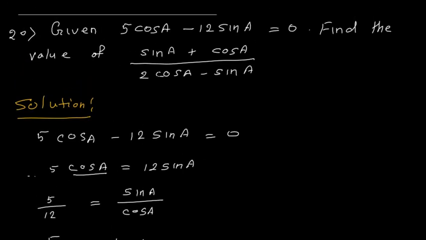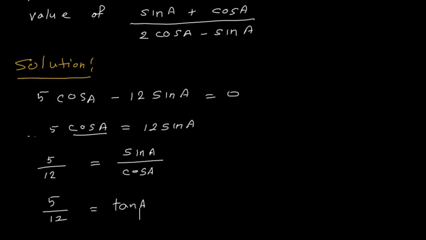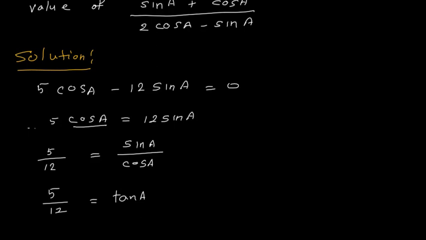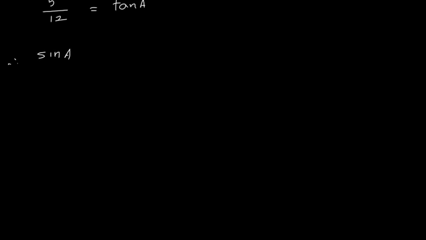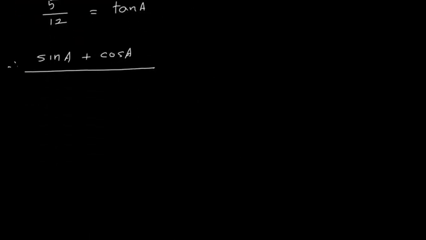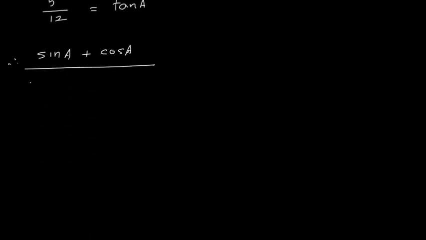Now we have to find sin A plus cos A upon 2 cos A minus sin A. So you know what we do? We will divide the numerator and denominator by cos A. So pause the video here, try to solve and then see the solution. So sin A plus cos A whole divided by 2 times cos A minus sin A.